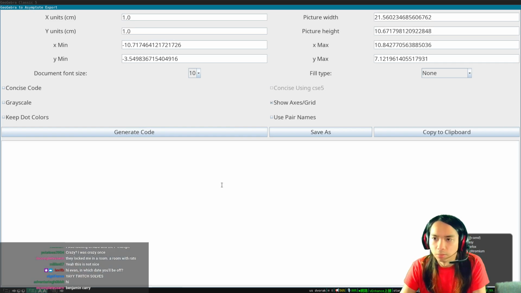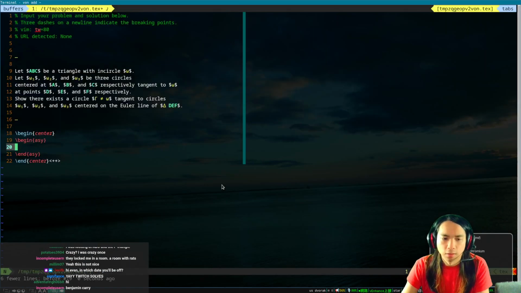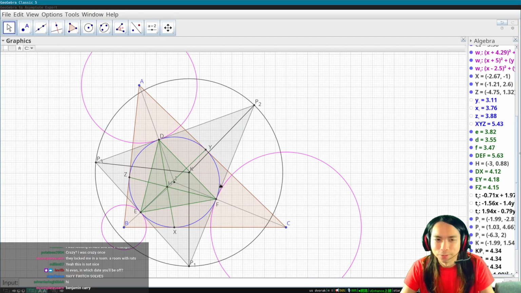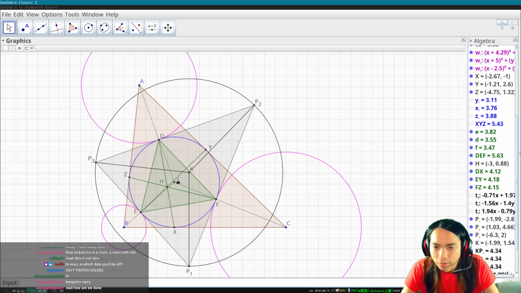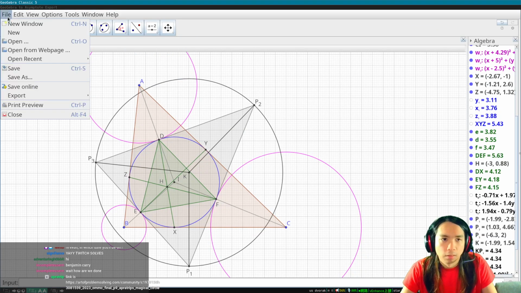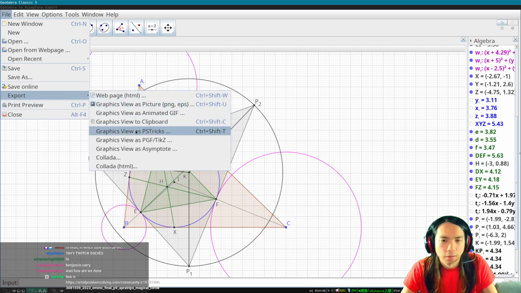Generate code. Actually, hang on. Before I do that, I should make the labels look okay. I'll move that here, that here. H can go here, I can go there, K can go here, Y should move up here. Okay. Export.